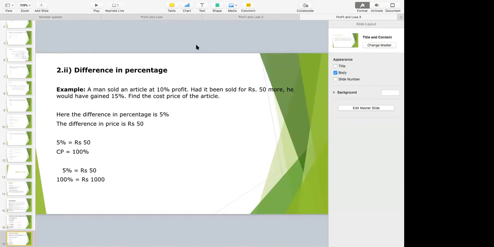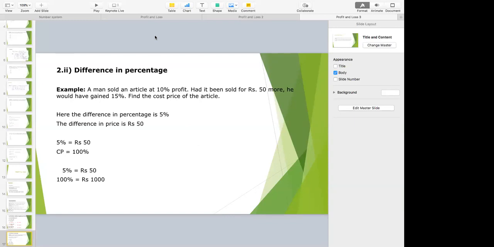We have less time. So my only concern is I will try to show you the best possible method for this particular question. Okay. Again, I'll repeat it quickly. You can see that initially the profit was 10%. The final profit would have been 15% if the selling price would have been 50 rupees more. So the difference in percentage is 5%, which we got from 15 minus 10. The actual difference in price is 50 rupees because according to the question, if the selling price would have been 50 rupees more, the gain would have been 5% more.